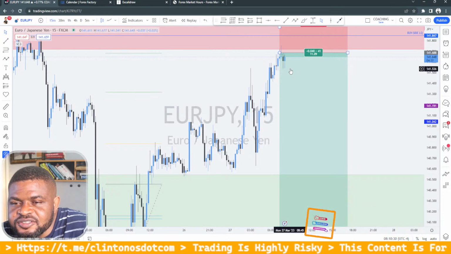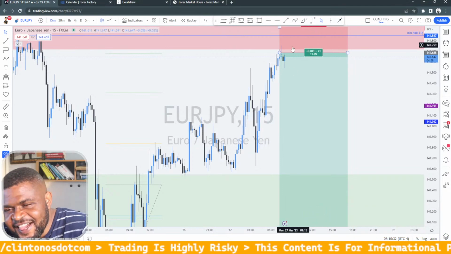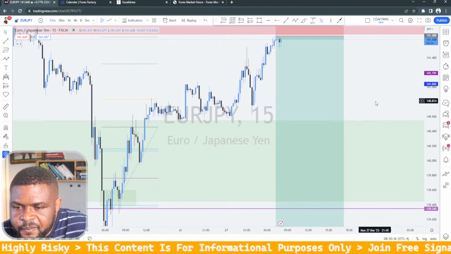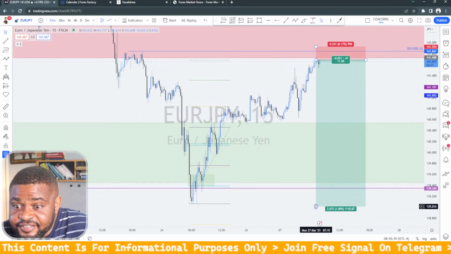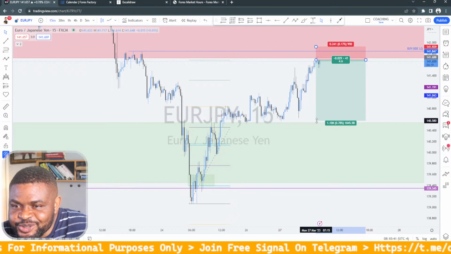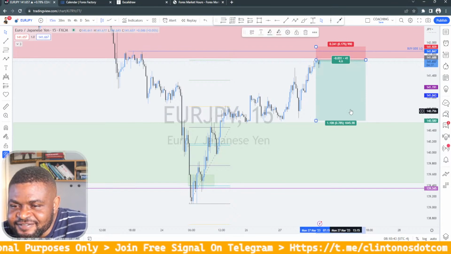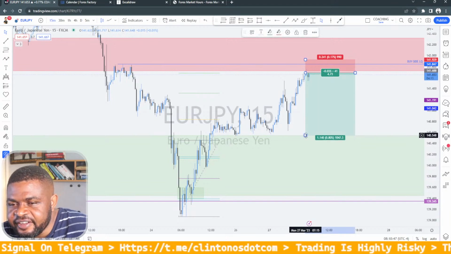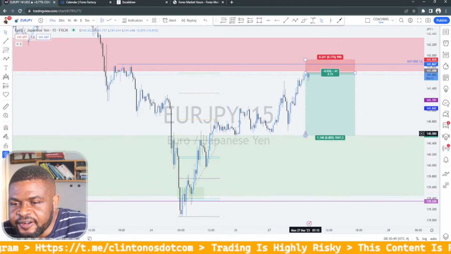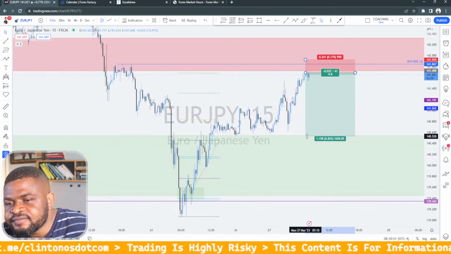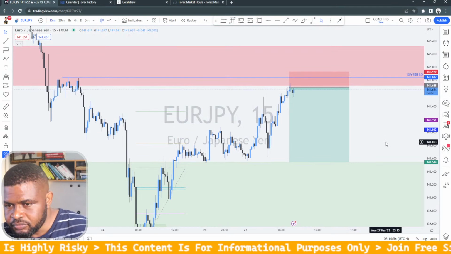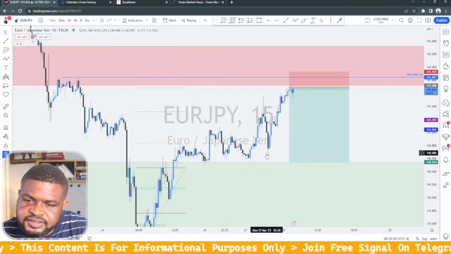Hopefully this trade works out. If the trade works out, it's going to be a nice boost. Even if I can take 3 or 4, the risk reward is nice to me. So let's see how it goes.